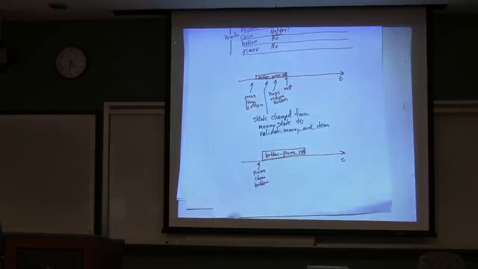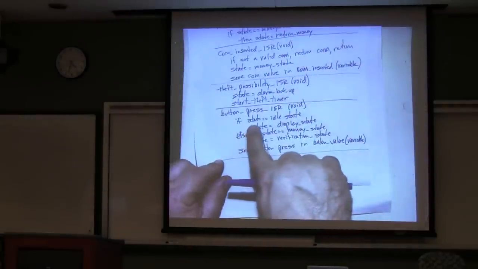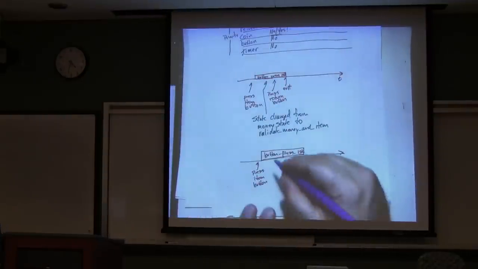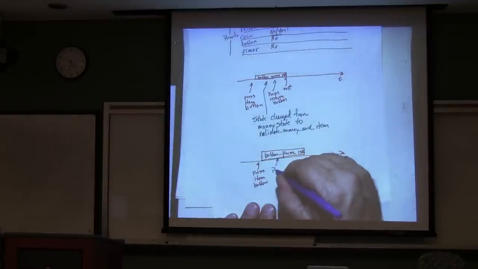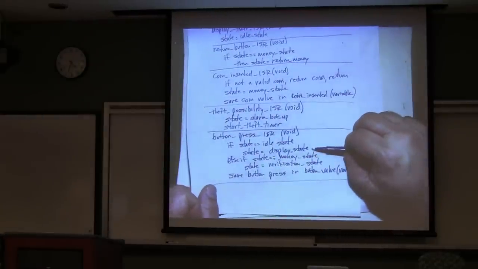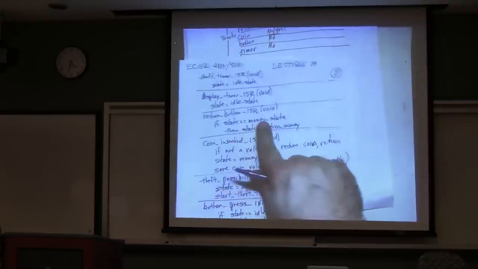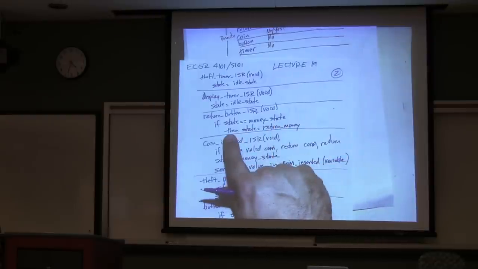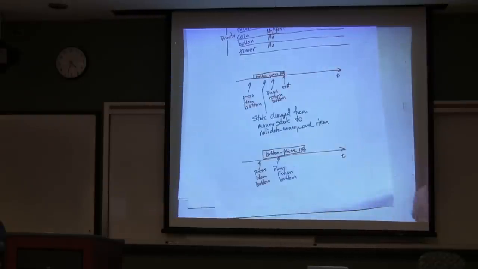ISR. And at this point, if the state is equal to idle state, which it is not, you press the return button. You are at this point of the execution. So now you go up here. Your state is the money state, which you are, then you change your state to return money.